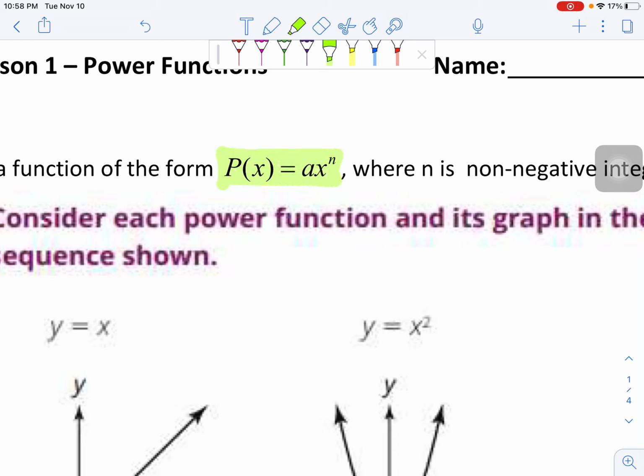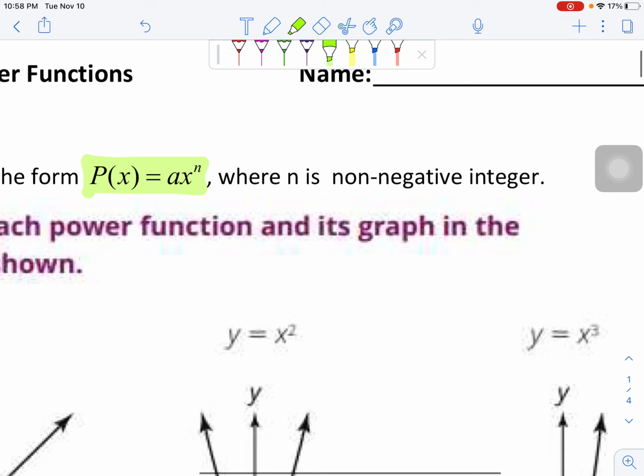So p of x is the power function, and you've got a times x to the n, where n is a non-negative integer. Now, really quickly, just so you know what non-negative integers would be, that would be 1, 2, 3, 4, and it's going to keep on going. So those are your natural numbers, your counting numbers. And basically, you could have things like x to the 57th. You could have x to the 312th. Those are considered power functions.